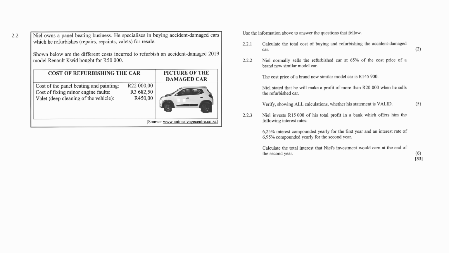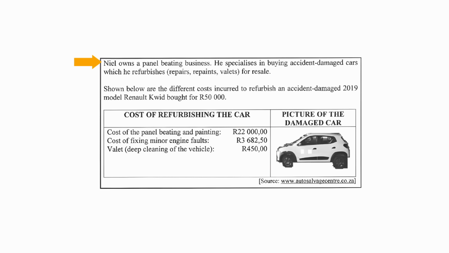Question 2.2 consists of 3 finance questions designed to assess your understanding of income, expenditure, profit, and interest. It is stated that Neil owns a panel beating business. He specializes in buying accident-damaged cars which he refurbishes, meaning that he repairs, repaints, and valets the vehicles for resale. We are given the different costs incurred to refurbish an accident-damaged 2019 model Renault Kwid bought for 50,000 Rand.